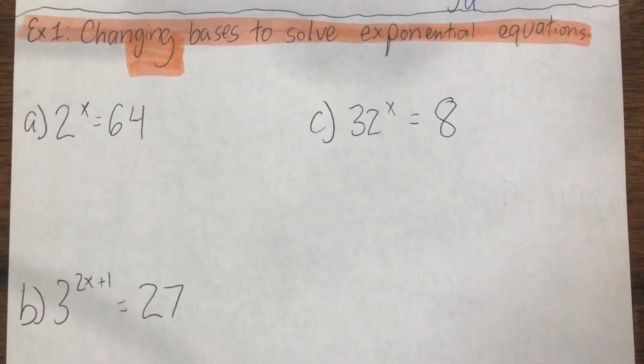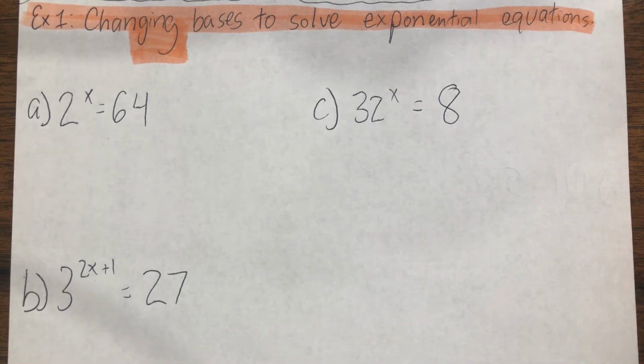So for example 1, all we're going to do is change bases to solve exponential equations, starting with a. Now a, we have 2 to the x power equals 64. So what I can do is try to rewrite one of the numbers in exponential form so that the bases are the same. And all I need to do is figure out the exponents. So for a, I have 2 to the x power equals 64. Now I could rewrite 64 in exponential form where the base would be 2. So 2 to the what power gives me 64?